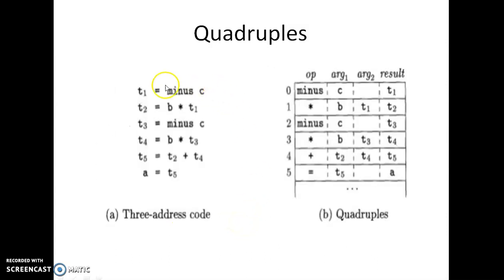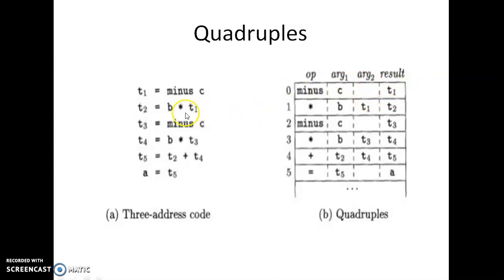Just take the example. Suppose this is a 3-address code and we want to store it in the form of quadruples. So there will be 4 fields: operator, argument 1, argument 2 and result. T1 is storing the value minus c. So minus is the operator and c will be argument 1. It does not contain a second argument, so the second argument will be blank and the result is stored in T1.